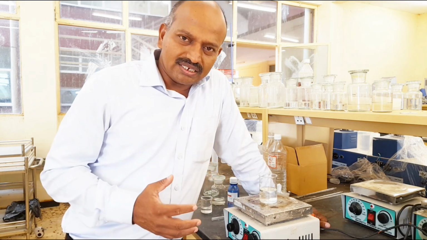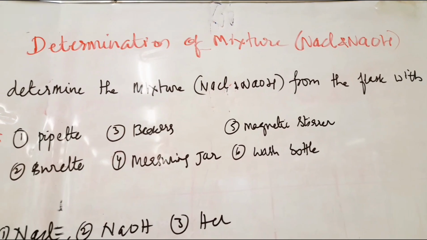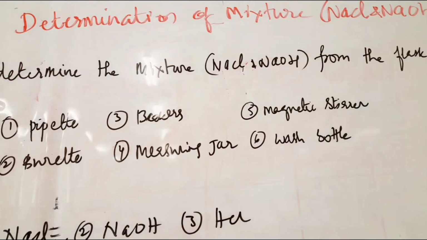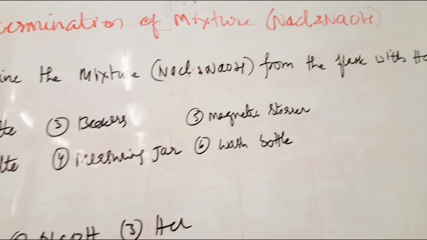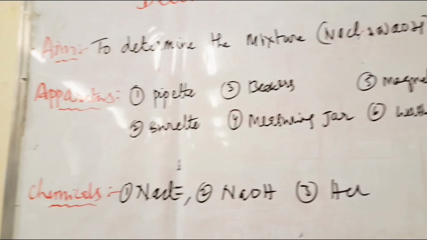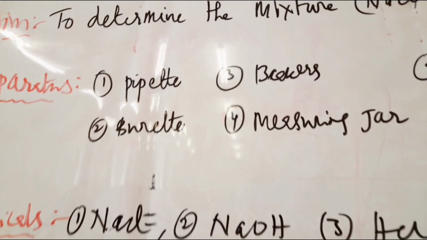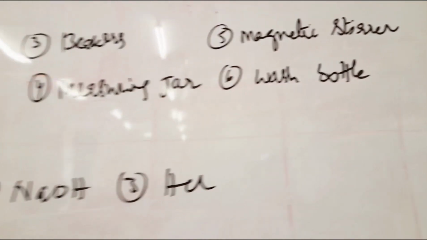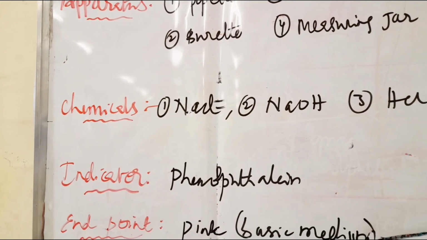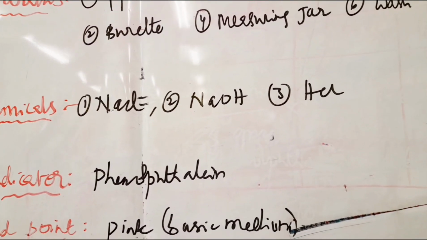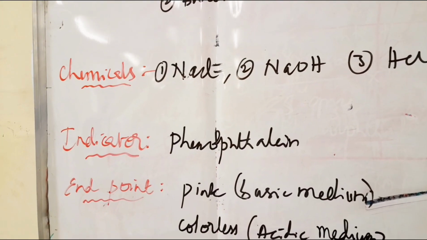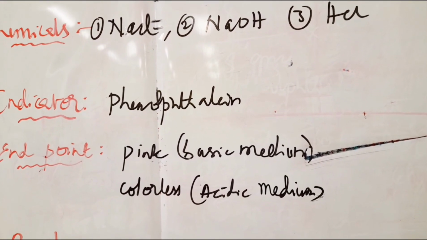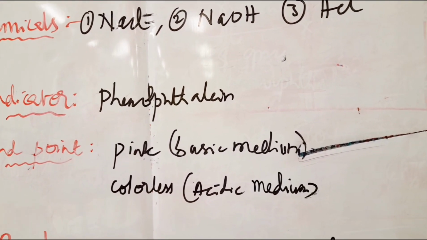Now we'll do the calculation. Determination of mixture analysis, sodium chloride and sodium hydroxide. The aim is to determine the mixture of sodium chloride and sodium hydroxide in the flask with hydrochloric acid. Apparatus required: pipette, burette, beakers, measuring jar, magnetic stirrer, wash bottle. Chemicals required: sodium chloride, sodium hydroxide, hydrochloric acid. The indicator used is phenolphthalein. The endpoint is pink color in the basic medium changing to colorless in the acidic medium.